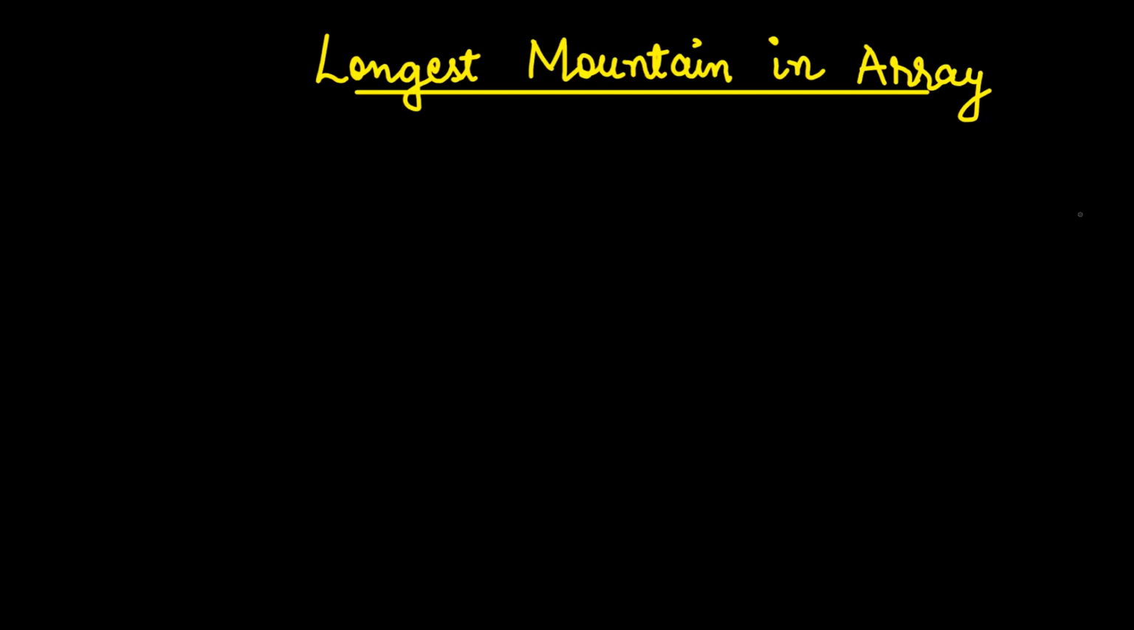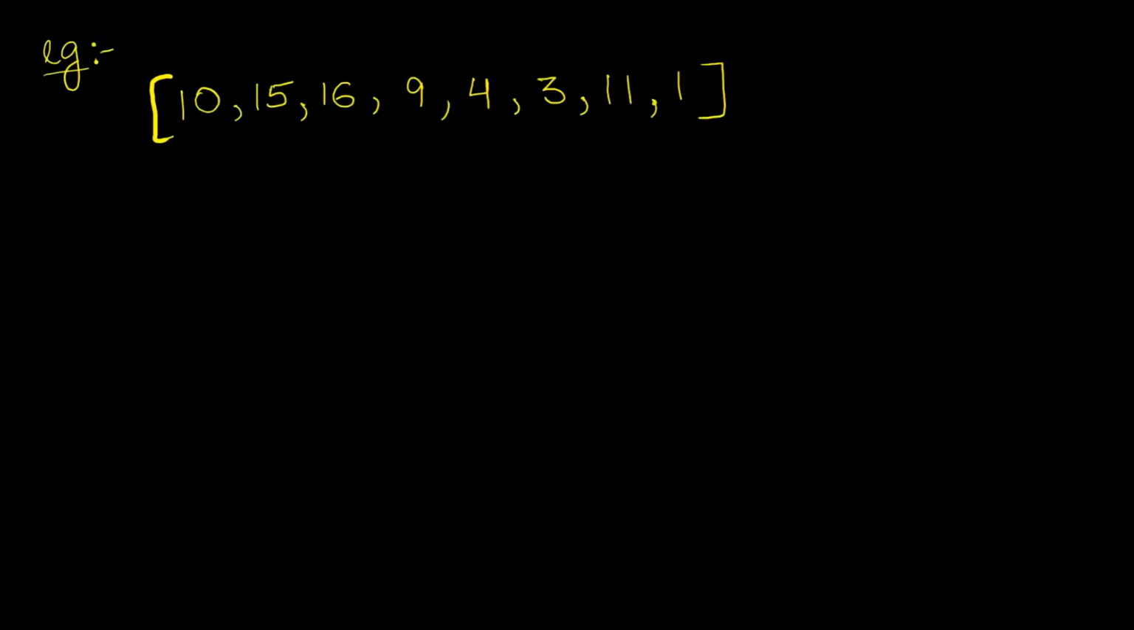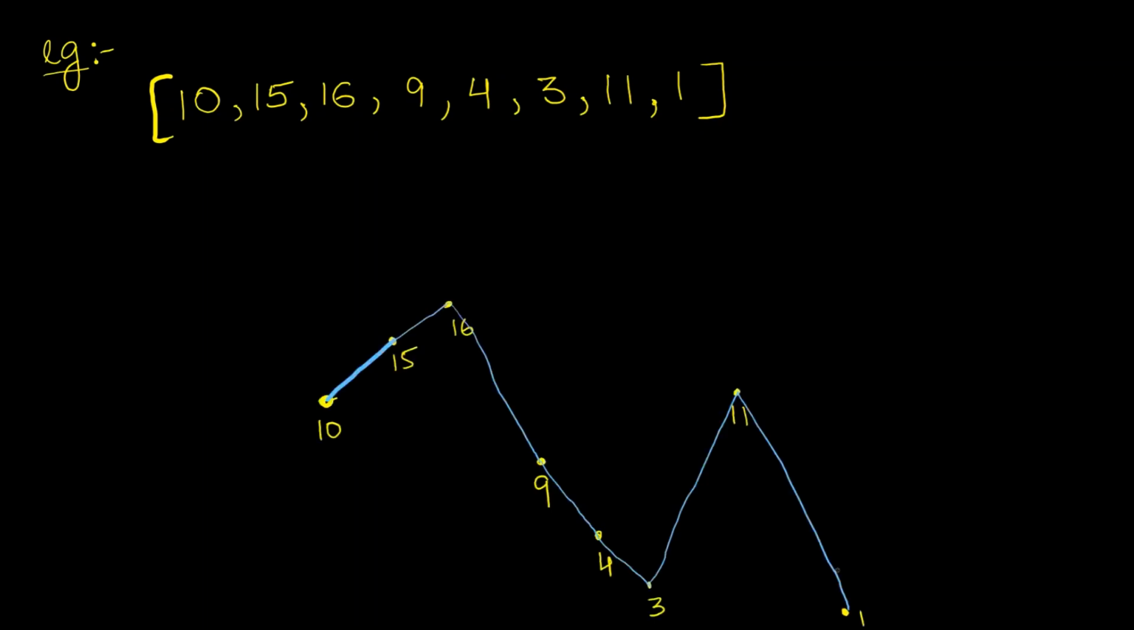Today in this video we'll be solving our LeetCode problem, longest mountain in an array. As the question says, there will be an array. As given in this example, we have an array over here. Now when I plot it, it will look like this. As the word mountain suggests, first there will be an increasing sequence, then there will be a peak, and after that a decreasing sequence, making the shape of a mountain.